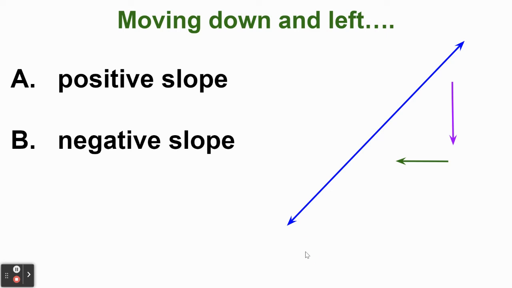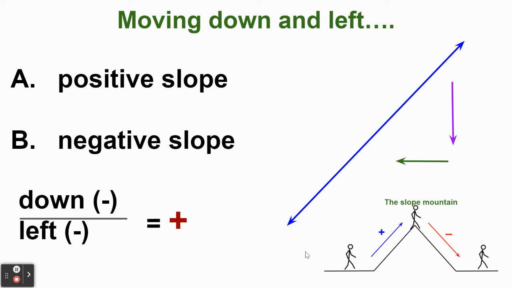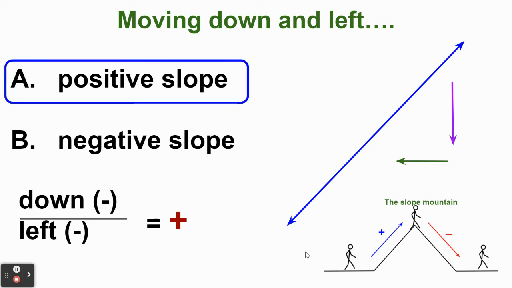Well, what is down? That's a negative movement, right? If I'm going down, that's negative. And remember, we just talked about left. That's also negative movement, right? But what is a negative divided by a negative? That is a positive, right? So this here is a positive slope. Check it out. There's our slope mountain. It's a positive slope. And that's why this answer is positive.